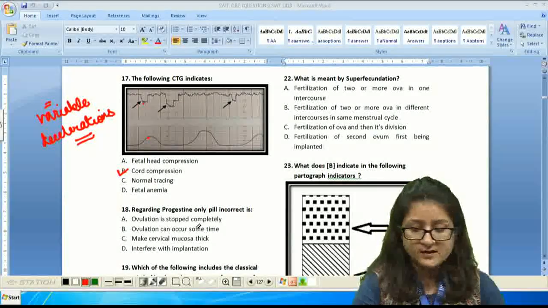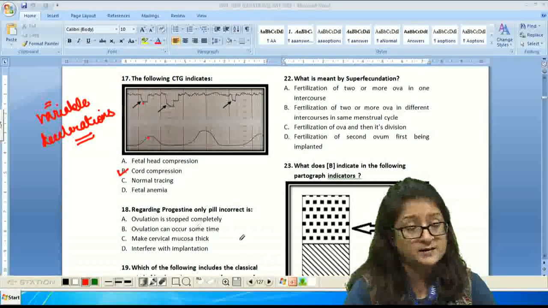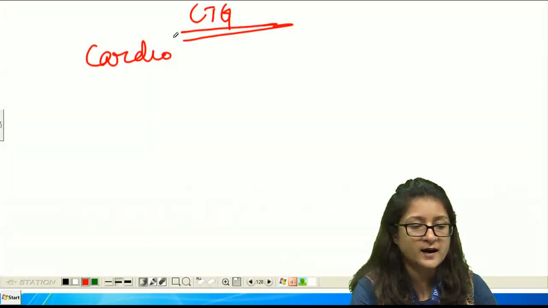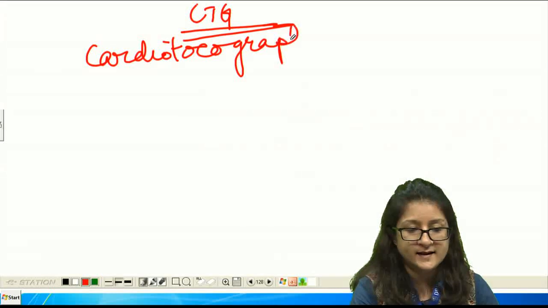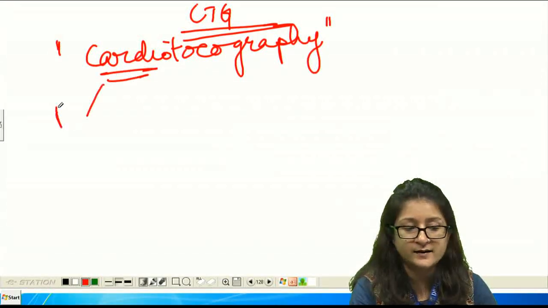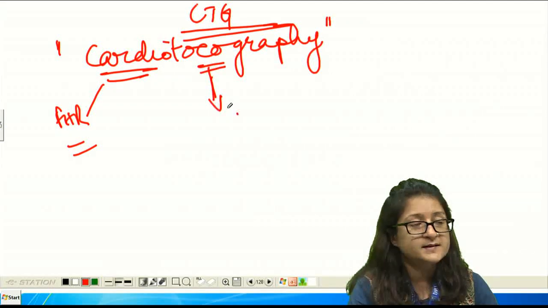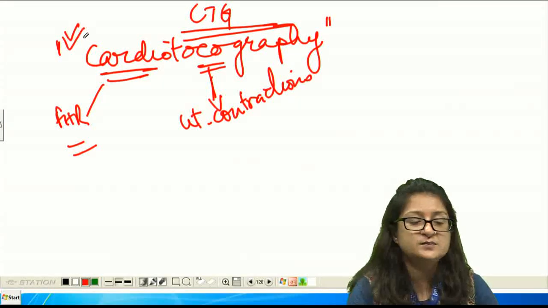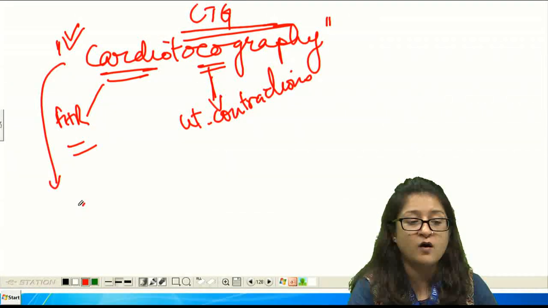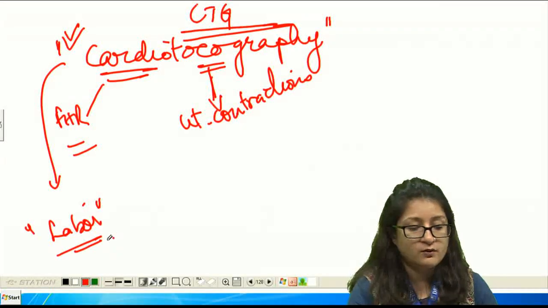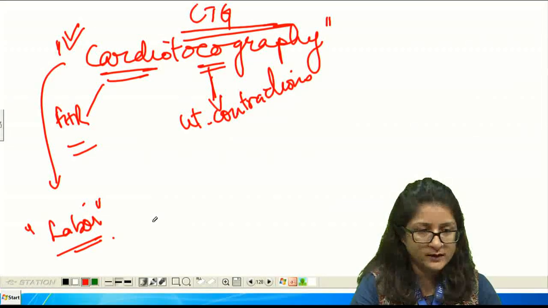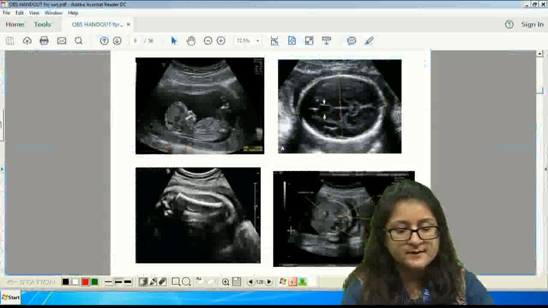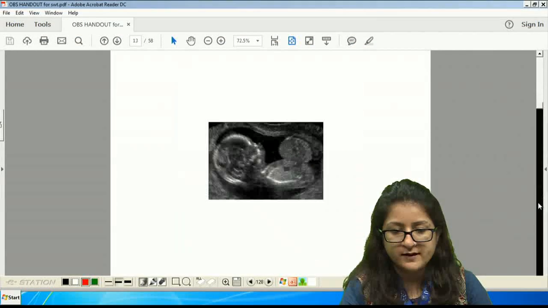Now with this question, I want to discuss important points about CTG, cardiotocography. Cardiotocography means the fetal heart rate is being measured, and the toco, that means simultaneously the uterine contractions are being measured. When it is performed at the time of labor, it is intrapartum fetal monitoring. Now let us talk about the various CTGs here.